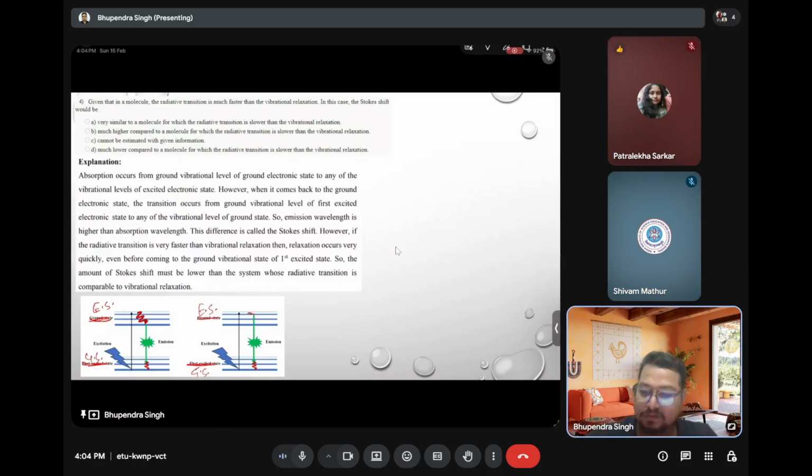So the question is, given that in a molecule the radiative transition is much faster than the vibrational relaxation, in this case the Stokes shift would be.